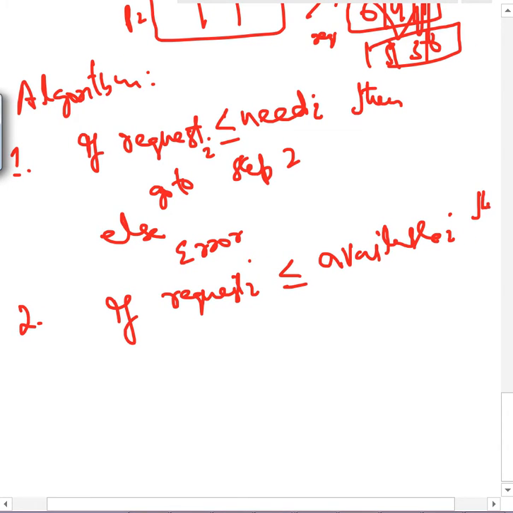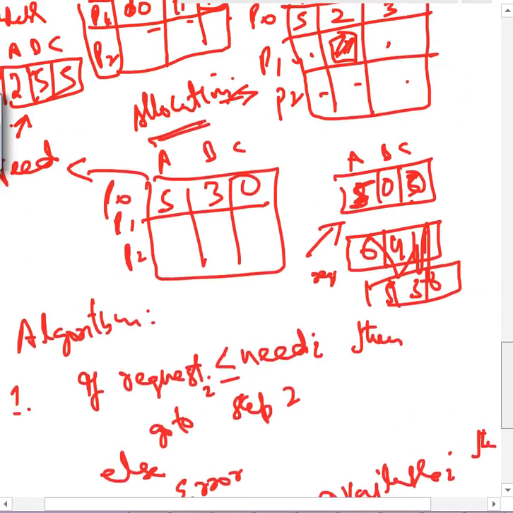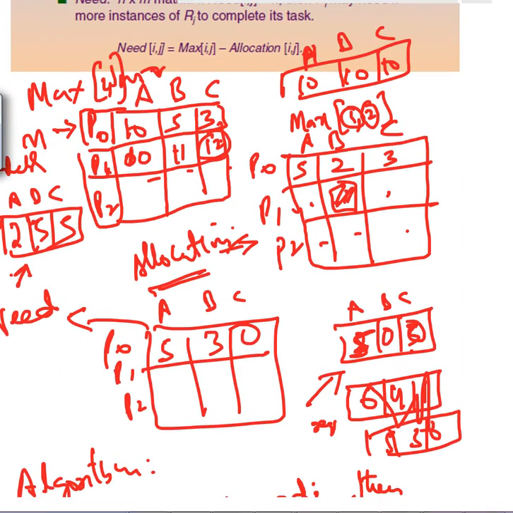Okay, then you go to step second, and then go to step third. Else, what are you going to do? Is this an error? No, this is not an error. Rather, we should wait, because I'm asking for 5 A's, which I need, but right now there is not that much available. Only 2 A's are available, so I can't have the 5 A's.